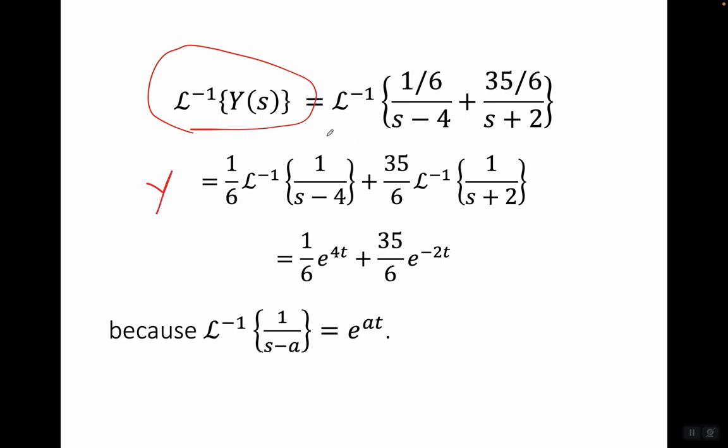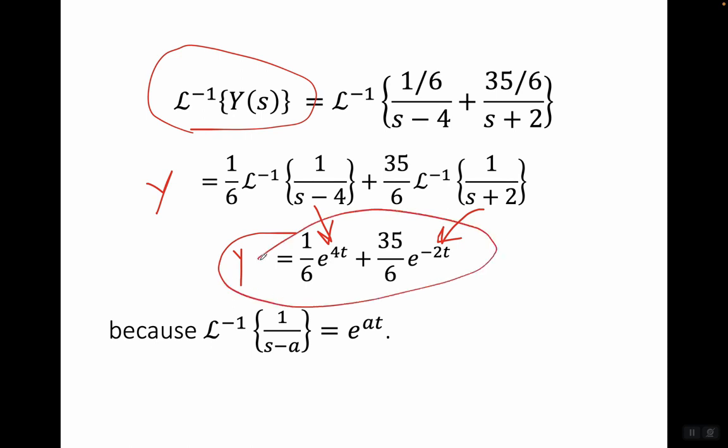That's going to be the inverse Laplace transform of 1/6 over s minus 4 plus 35/6 over s plus 2. That's why we broke it up using partial fractions, because we can easily calculate the inverse Laplace transform of these. Inverse Laplace transform of this guy is e to the 4t, and inverse Laplace transform of this guy is e to the negative 2t. So here's our answer. y equals 1/6 e to the 4t plus 35/6 e to the negative 2t. And we've done it.